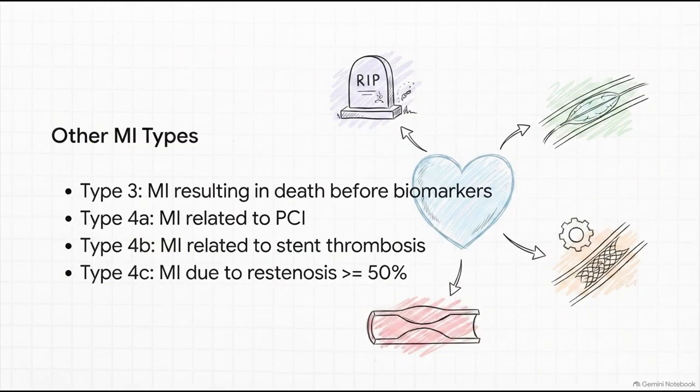Now, while types 1 and 2 definitely steal the spotlight, you absolutely need to recognize the rest of the family. Type 3 is a unique one. It's an MI that results in a fatal event before we even get a chance to draw biomarkers, like troponin. Then we get into the procedure-related infarctions. Type 4A is related to a percutaneous coronary intervention, or PCI. Type 4B is specifically tied to stent thrombosis. And Type 4C, that's an MI due to restenosis of 50% or more. Each of these types tells a totally different clinical story.